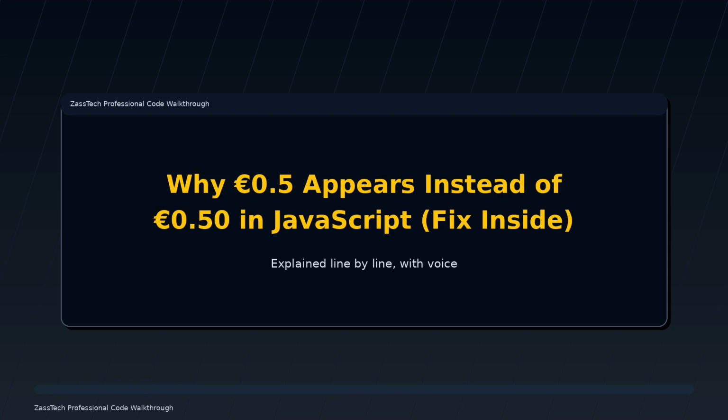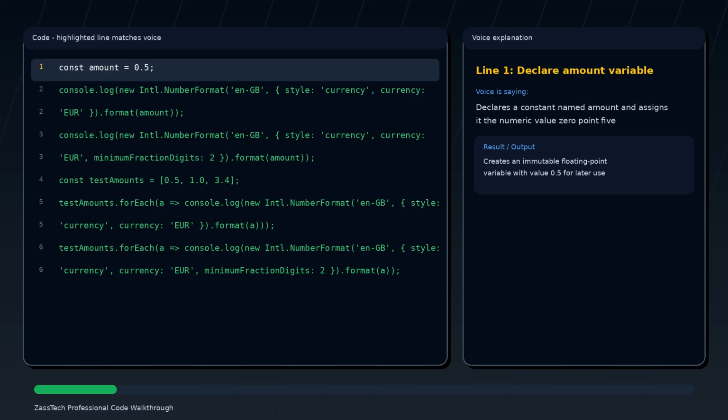You're formatting money and your code prints 50 cents, half a euro, shown as one decimal? That's not just ugly. It breaks financial UIs and confuses users. Declares a constant named amount and assigns it the numeric value 0.5.